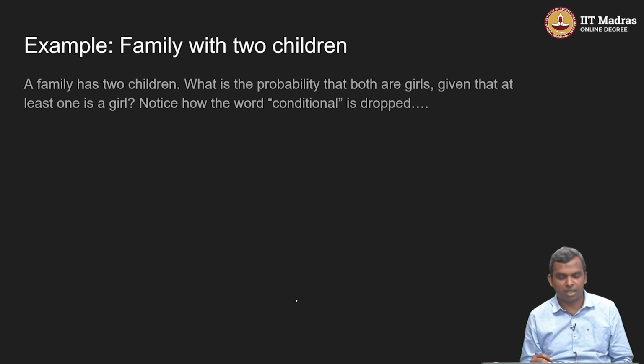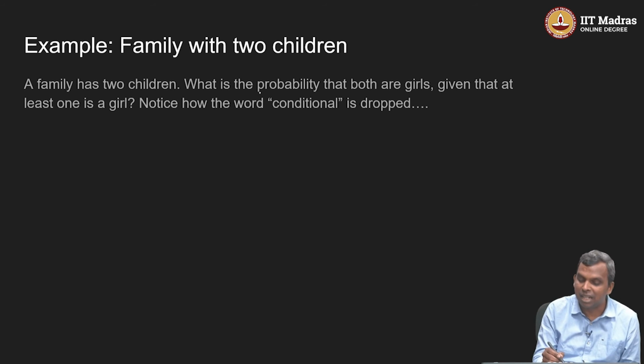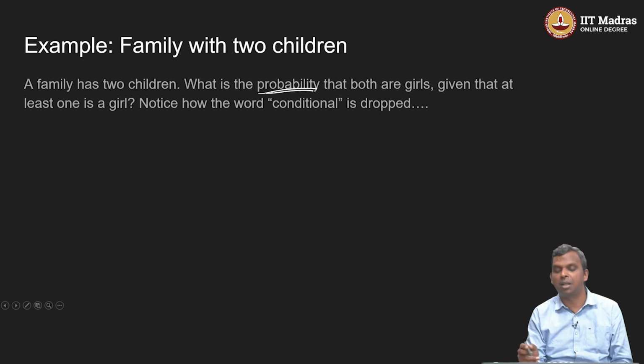Okay, so let's look at this question. There's a family with 2 children, and the question that's asked is, what is the probability that both are girls, given that at least one is a girl? Notice the condition. The first thing I always see when somebody asks this question is that the word conditional is dropped. From a mathematical point of view, that's sort of unsettling, but you can see that it's given something. So obviously the probability they mean here is conditional probability. What is the conditional probability that both are girls, given that at least one is a girl?